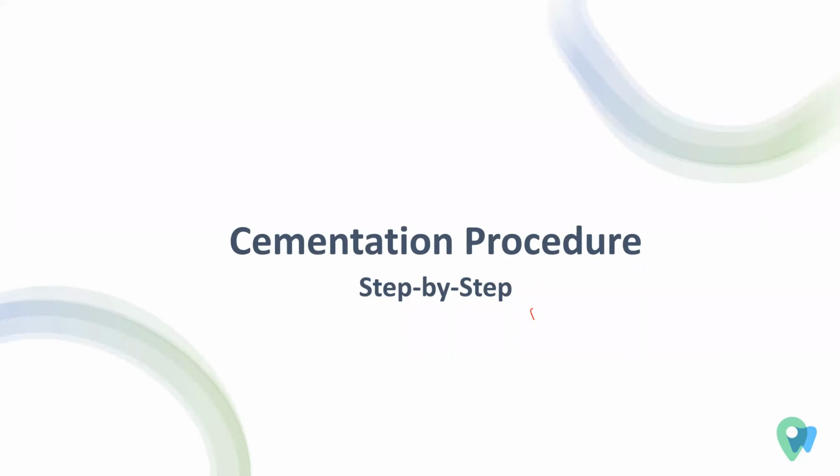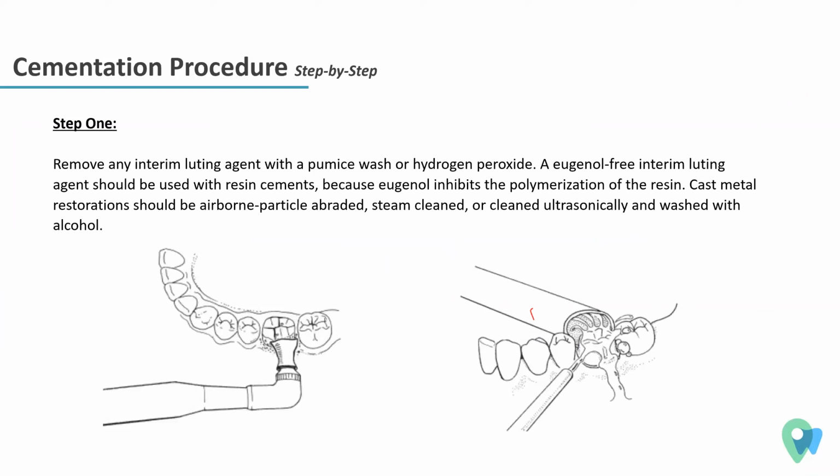In this section, we will dig into a more detailed view of the cementation procedure. So, cementation procedure step by step. Step 1. Remove any interim luting agent with a pumice wash or hydrogen peroxide. A eugenol-free interim luting agent should be used with the resin cements because eugenol inhibits the polymerization of the resin. Cast metal restorations should be airborne particle abraded, steam cleaned or cleaned ultrasonically, and washed with alcohol.